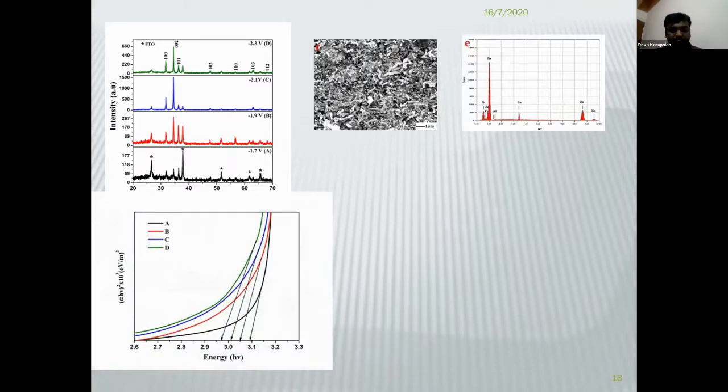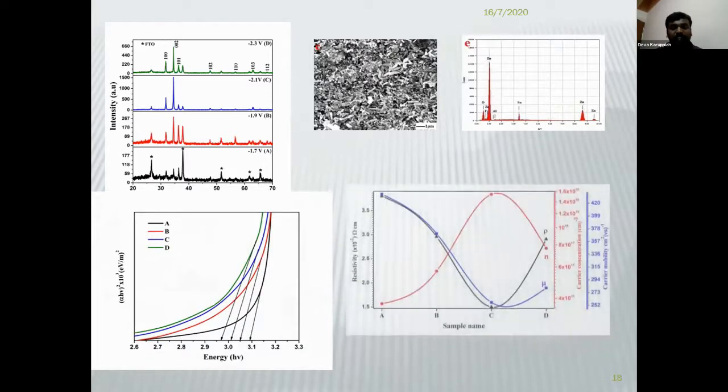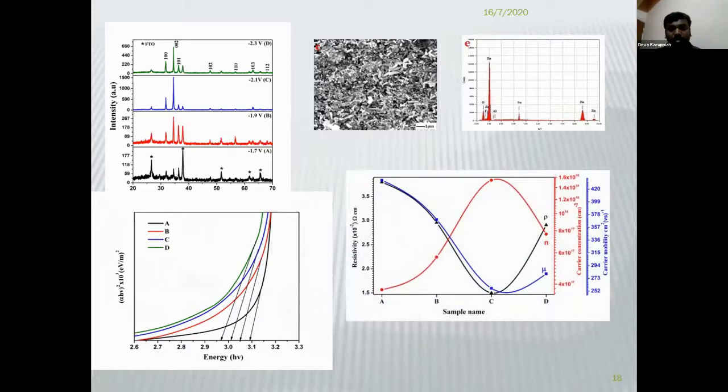So when increasing the potential, the band gap also decreased because of the increasing thickness of the material. Here, the low electrical resistivity is obtained for the maximum crystallinity, which corresponds to the maximum film crystalline quality. The transmittance here is around 80%.